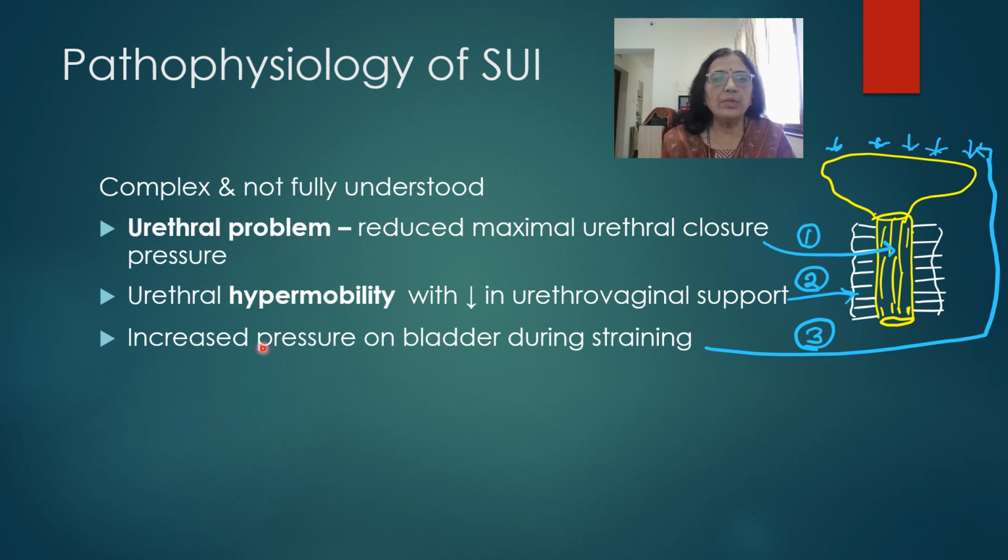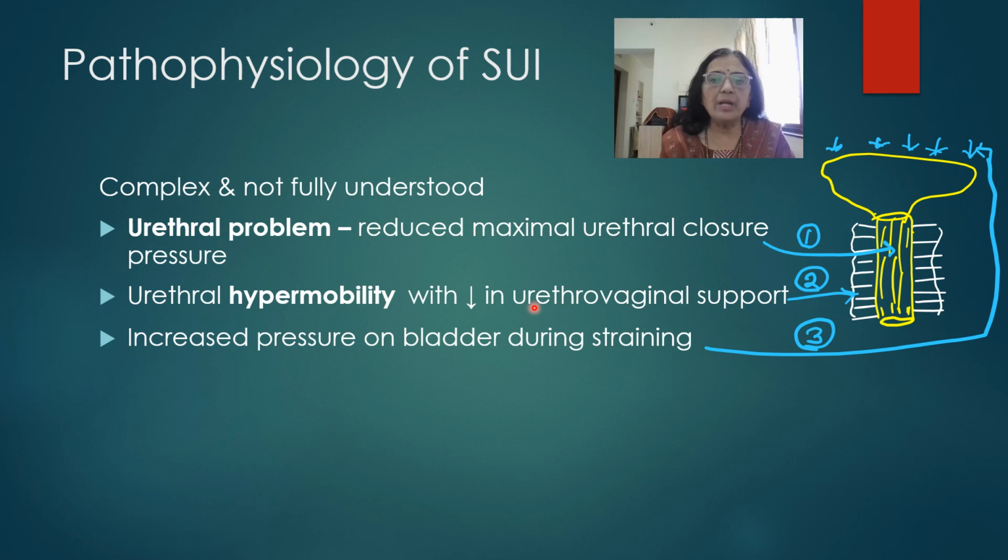There are three components in the pathophysiology. We can divide it diagrammatically also, and you can remember also. First component is the urethral component, where there is a problem in the urethra itself, where there is a reduction in maximum urethral closure plate pressure, or the urethra itself is remaining slightly open even during rest. And because of this weaker urethra only, there can be incontinence.